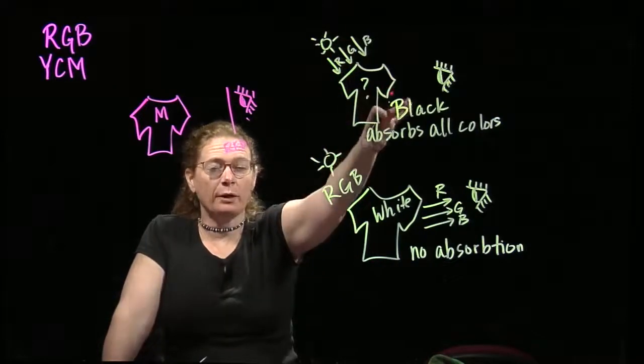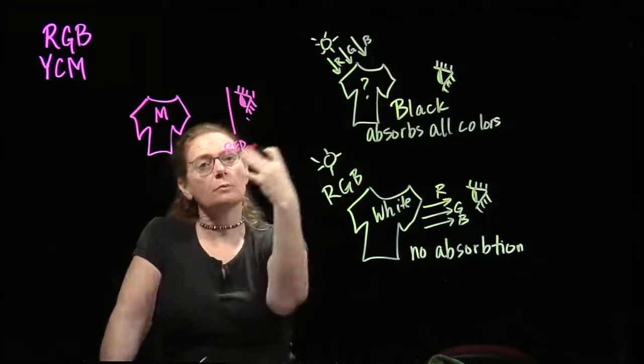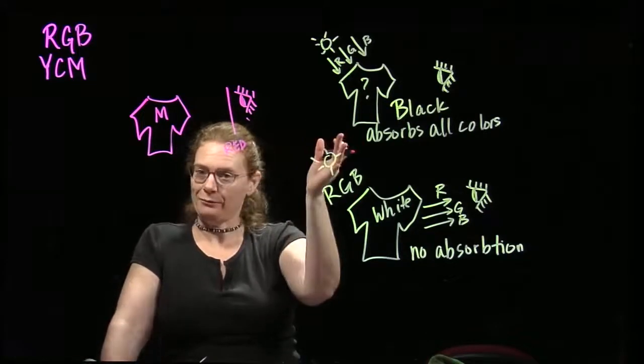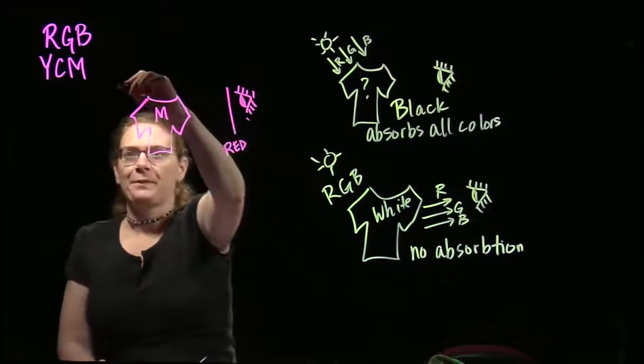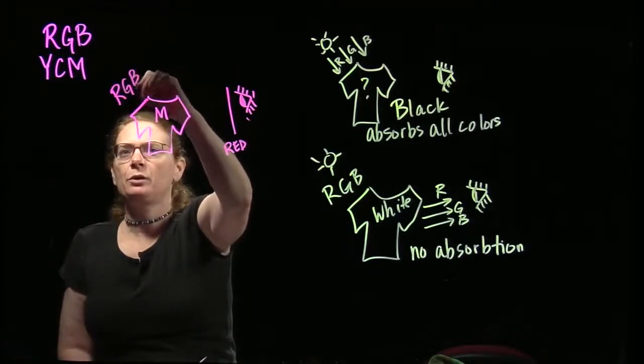See if you can figure it out. Use the same process. What gets absorbed from the shirt? What gets absorbed by the filter? What's left, if anything? Give it a pause. Okay. Red and green and blue are coming in.